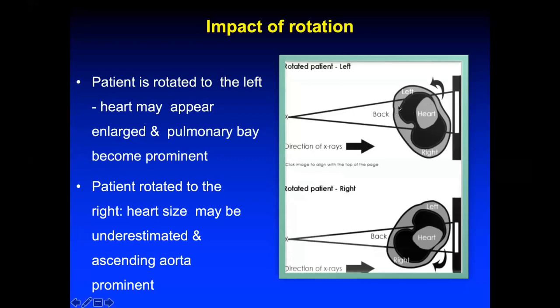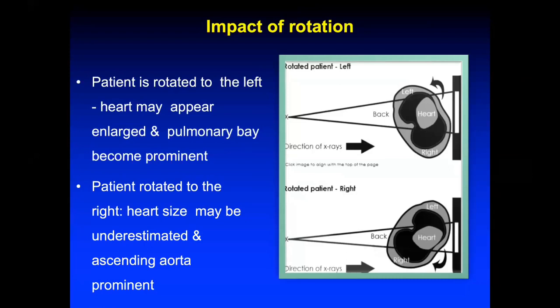Normally, if it had been in the center, only up to here the X-ray of the heart would be projected. But here the beam widening is there and there is an apparent cardiomegaly. So on left-sided rotation, there is always an apparent cardiomegaly. The heart appears enlarged and the pulmonary bay, that is the main pulmonary artery and its branches, become more prominent. So a left-side rotation is associated with cardiomegaly and an enlarged pulmonary bay.